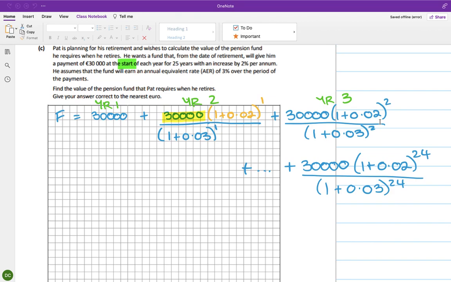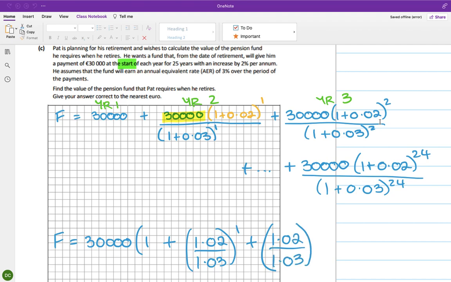All right, so that's kind of it. It's just a geometric series after that. So I'm going to take out the 30,000, which leaves me at 1 plus, and then I've got 1.02 over 1.03 to the power of 1, plus 1.02 over 1.03 to the power of 2, all the way up to 1.02 over 1.03 to the power of 24.